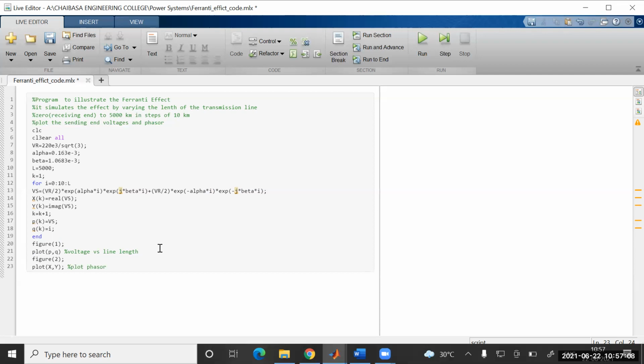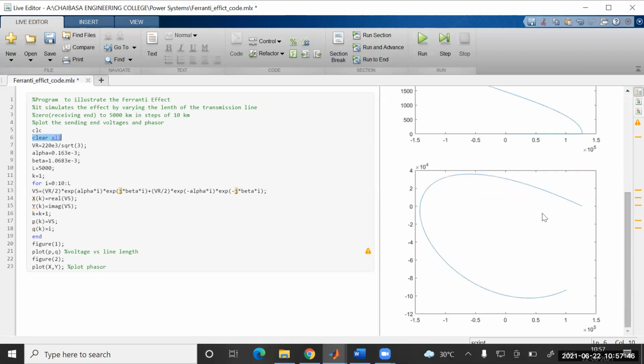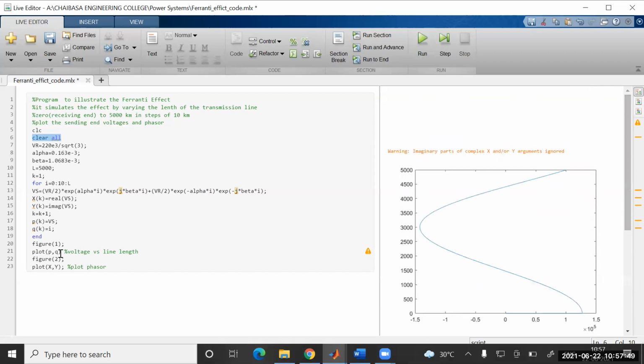So let's see the value. Just run it. Okay. Now it has been fixed. Now I can run this particular part. The spelling of clear was wrong. Okay, see, these two images are being formed.